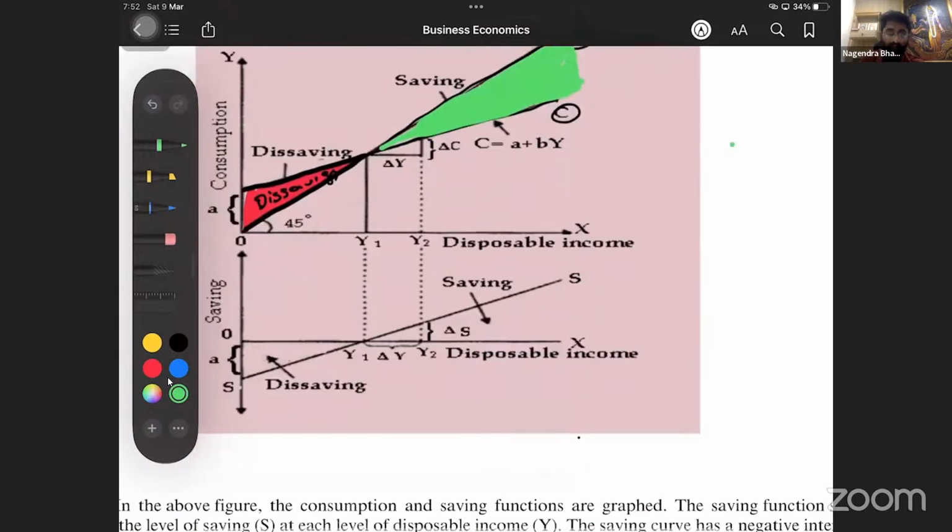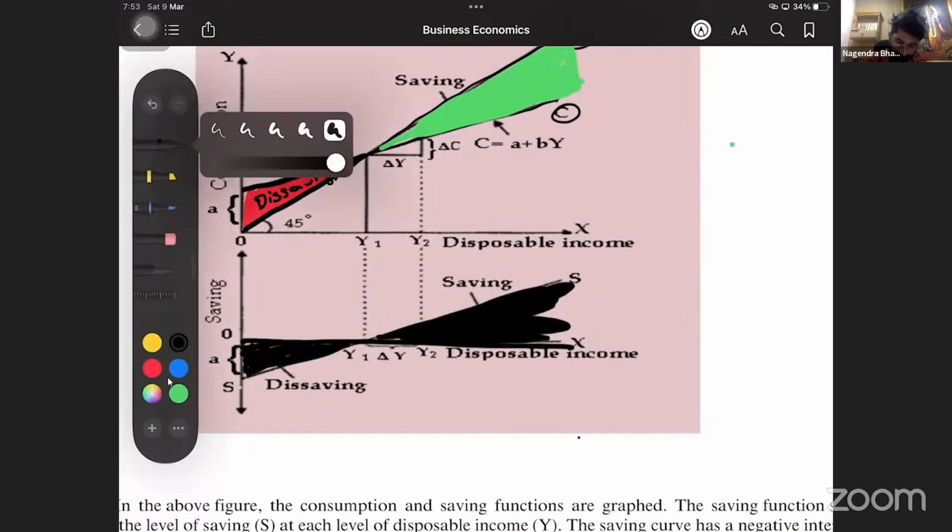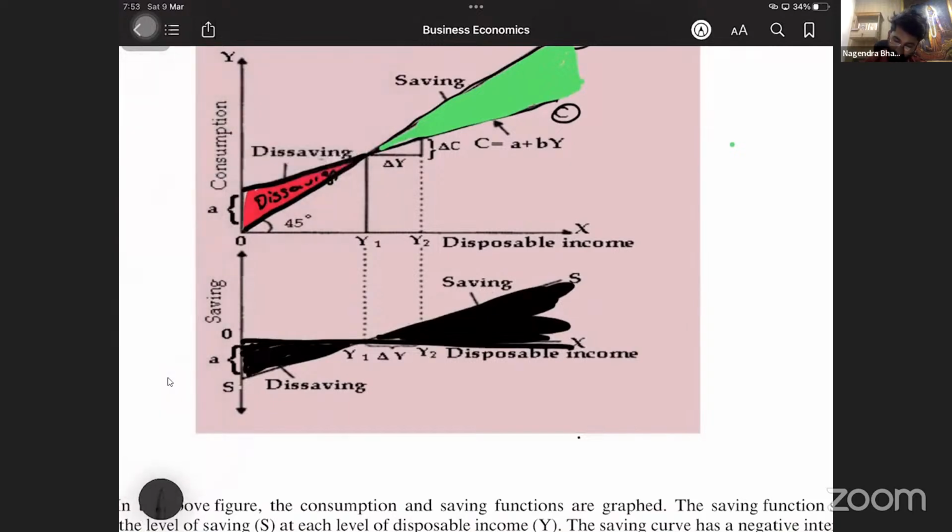Now they have given that in a separate diagram. This savings and dissavings they have given in a separate diagram. See, what is this line? Savings line. This is your dissavings, and this is your savings. This line is the savings line.